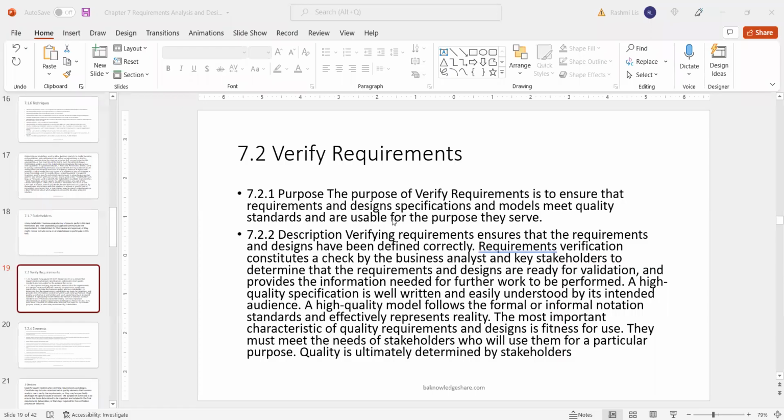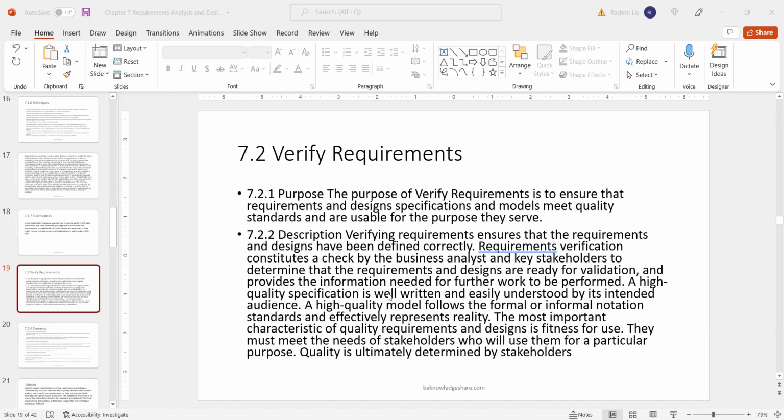In this episode, we continue with the chapter of requirements analysis and design. And in this episode, we speak about verifying requirements, which is 7.2 of the BABOK guide. The purpose behind verifying requirements is to ensure that requirements and design specs and models meet quality standards and are usable for the purpose they serve.